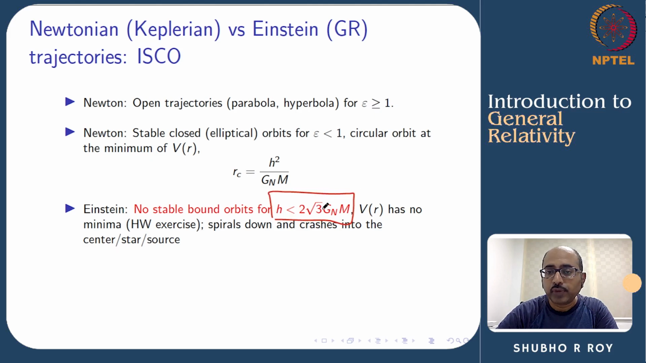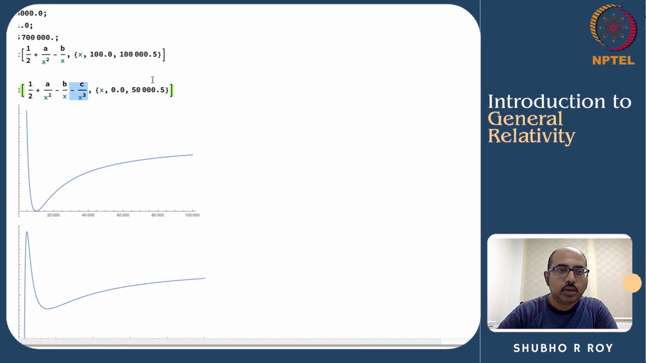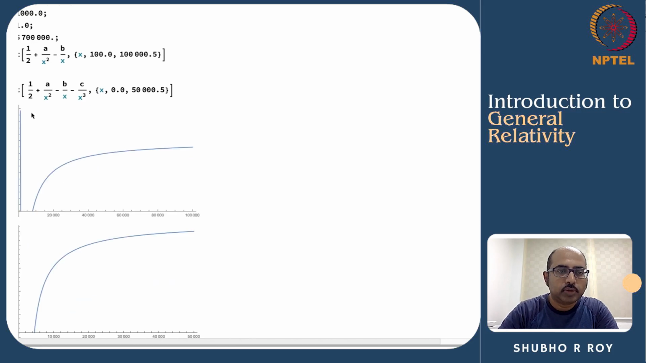The threshold is 2 times the square root of 3 times G Newton times M. So if the specific angular momentum h is less than the threshold value, there's no stable orbit. And the reason is that the minimum disappears. Let me go back to the Mathematica file. Let's say I lower the value of the angular momentum, which is in the first term, remember h is here. So let me lower the centrifugal barrier by making it something like 1000. And as you can see, maybe 2000 is better.